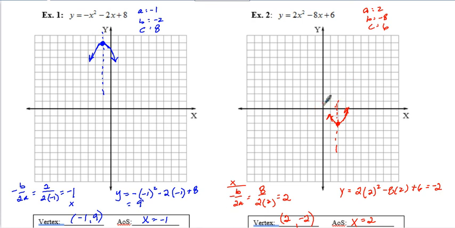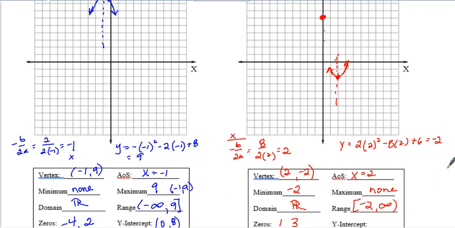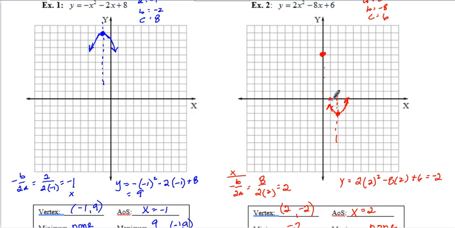So it'll be 1, 2, 3, 4, 5, 6 is my y-intercept. And I said I had zeros at 1 and 3. I could possibly reflect this point across the axis here to graph it so that I can fill out my graph a little better. So we'll want you to use this whole table of information to graph these.